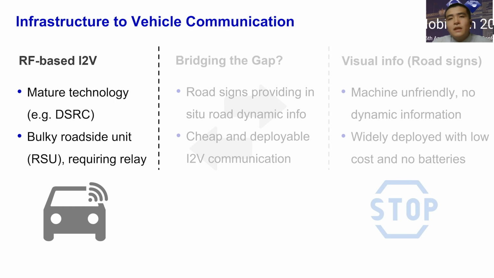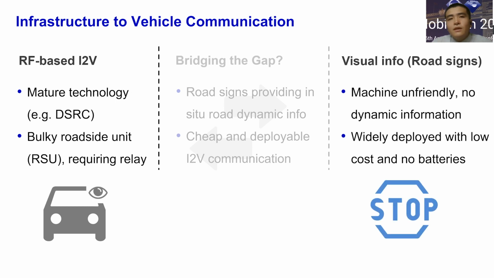We may as well take a step back. The legacy way for drivers to acquire information from the infrastructure is to look at the road signs. Of course, these signs are intended for human eyes and serving most static information. But they are cheap, fully passive, and everywhere.